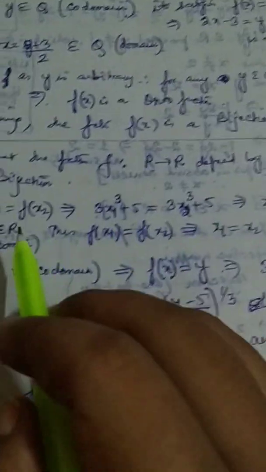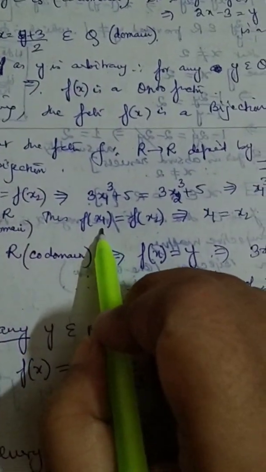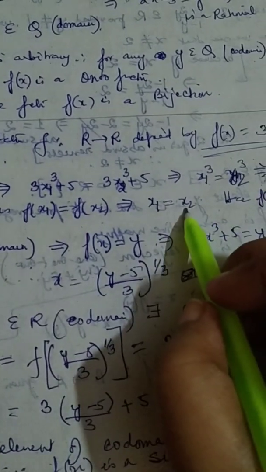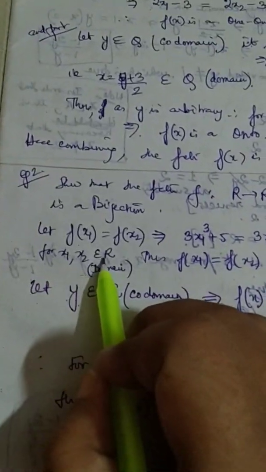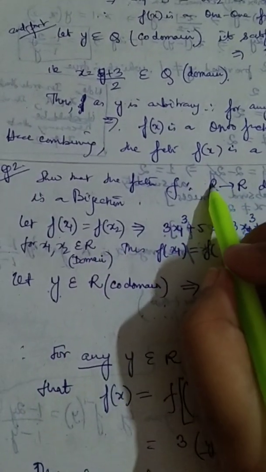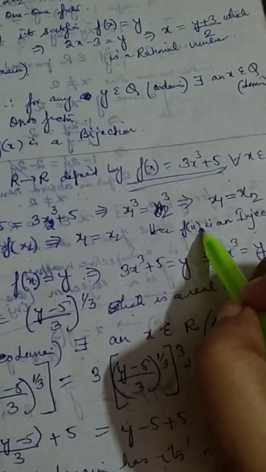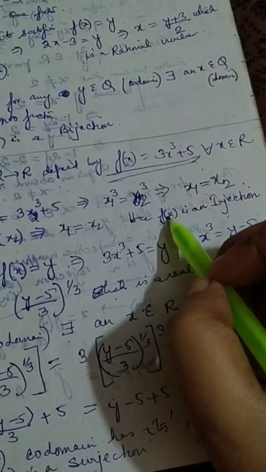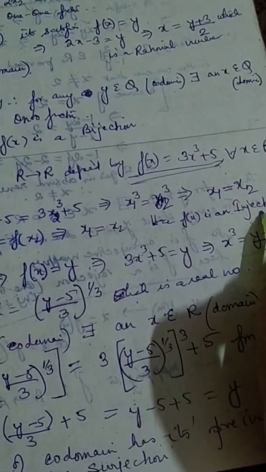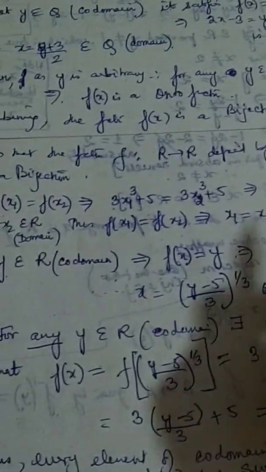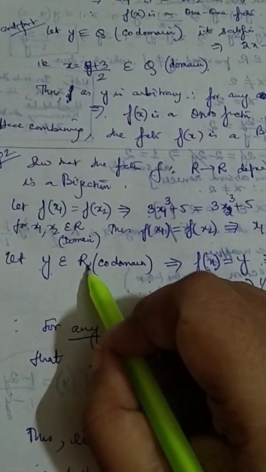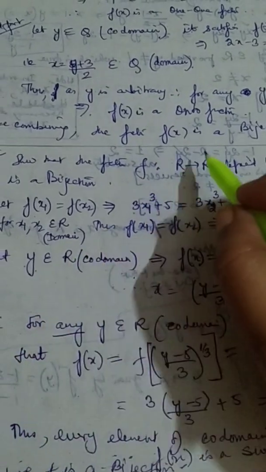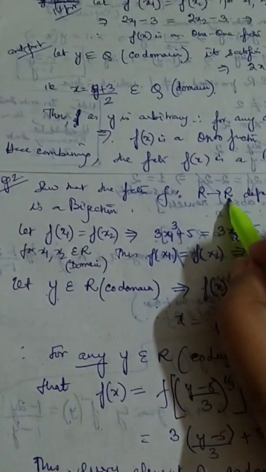So hence what have we obtained? Starting from f(x1) is equal to f(x2), we obtained x1 is equal to x2 for any x1, x2 values which belong to the domain R. Yes, so therefore f(x) is an injection, or we can say f(x) is an injective function or a 1-1 function. Then we will move on to showing it is onto. Let y belong to the codomain. We are writing y belongs to R, but mention that you are taking R from the codomain.